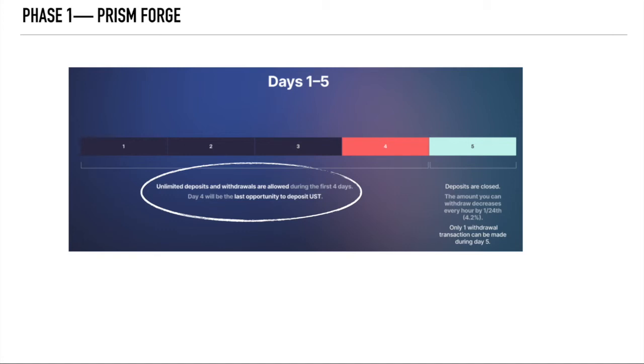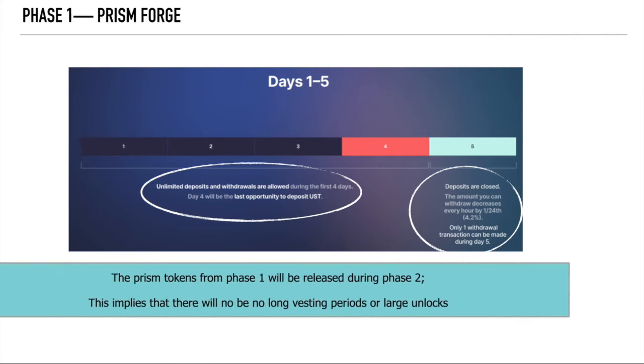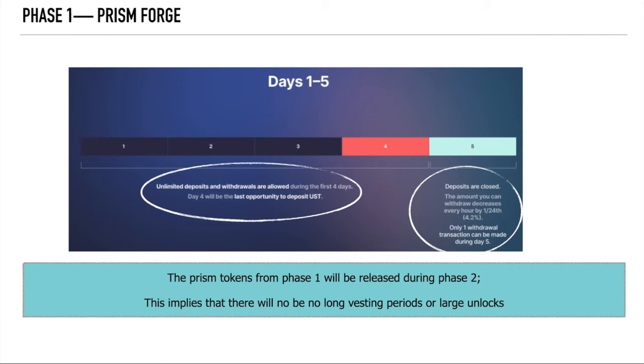In the withdrawal period, starting on the 5th day, deposits are closed. The amount that you can withdraw decreases every hour by 4.2%. Only one withdrawal transaction can be made during day 5. The key point to keep in mind is that Prism tokens from phase 1 will be released during phase 2 and there is no vesting period.